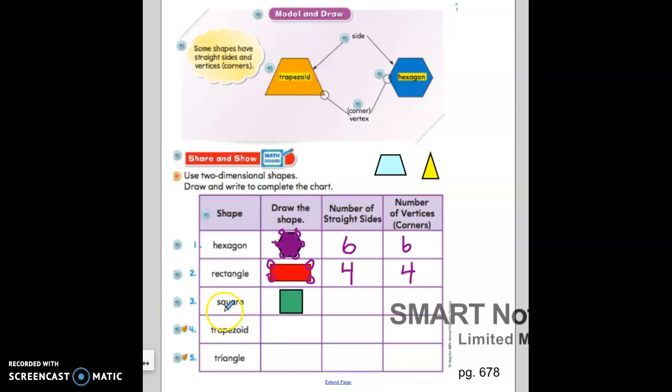Let's do the same thing with a square, trapezoid, and triangle. I want you to draw a square. Count how many sides there are, and write your answer in the chart. Then go back and circle how many vertices or corners there are. And write your answer in the chart.